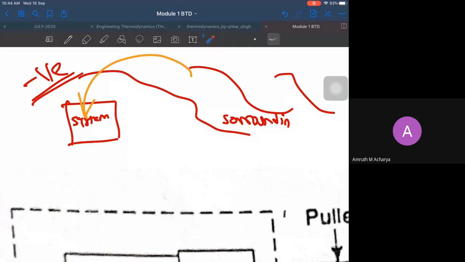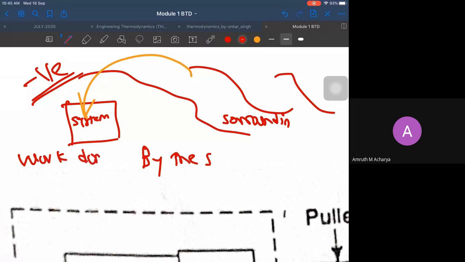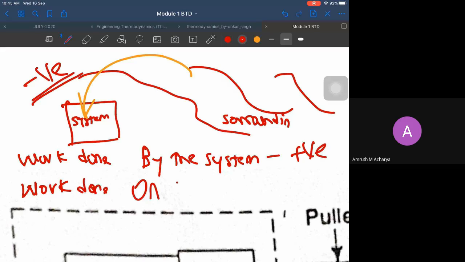Okay? I will brief this in a simple sense. Work done by the system is positive. Similarly, work done on the system is negative. Understood this? These two are very, very important, and these are known as the sign conventions of work. So please concentrate on this. I will be erasing all this and start discussing now.